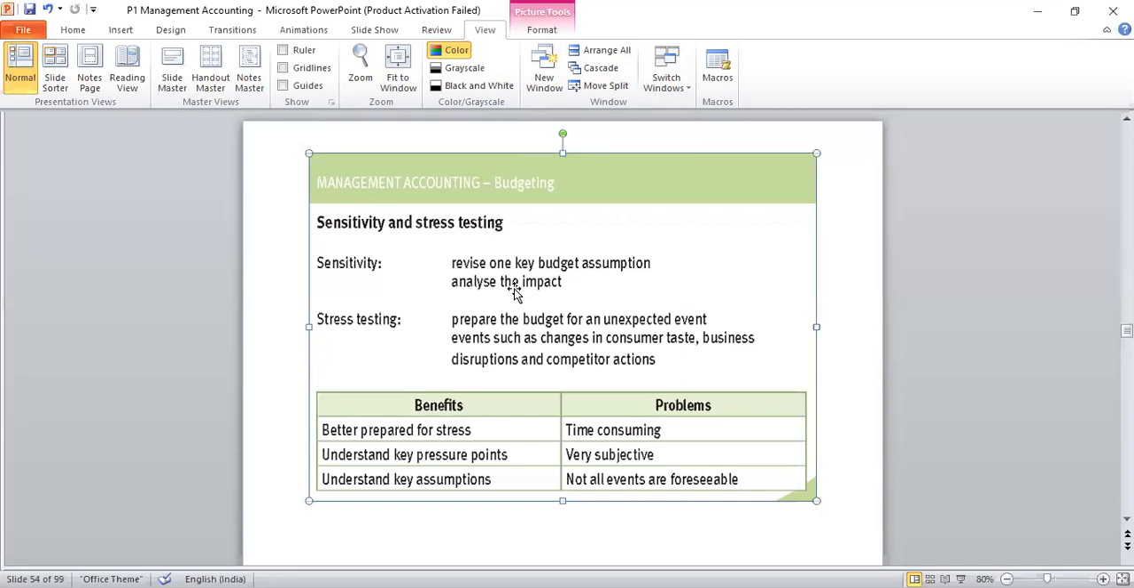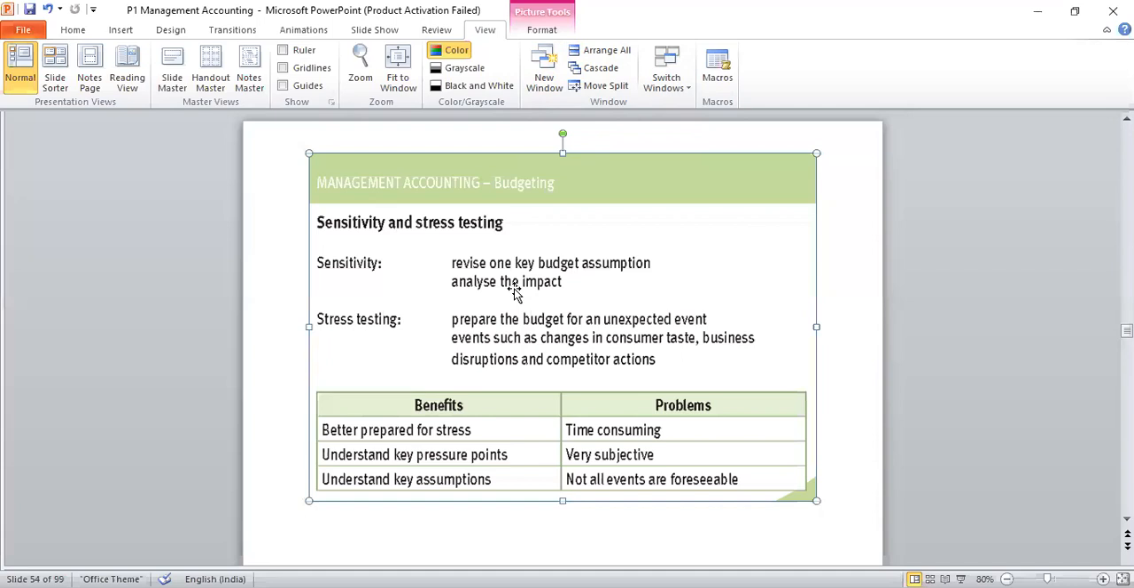The next concept we have is stress testing. Okay, so it says that prepare the budget for an unexpected event. Events such as changes in consumer taste, business disruptions, and competitors' actions. So multiple things are taken into consideration, and then in case these things change, what is the impact it would have on the output.